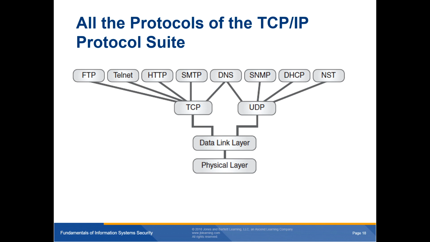Here are all the protocols of the TCP/IP protocol suite. It's important to remember that each of these protocols runs on a different port. For example, FTP, the file transfer protocol, runs on port 21. Telnet runs on port 23. HTTP runs on port 80. SMTP, the simple mail transfer protocol, runs on port 25. The domain name system, DNS, runs on port 53. And each one of these uses a different port. And so you have to remember that when you're talking about all the different protocols of the TCP/IP protocol suite.